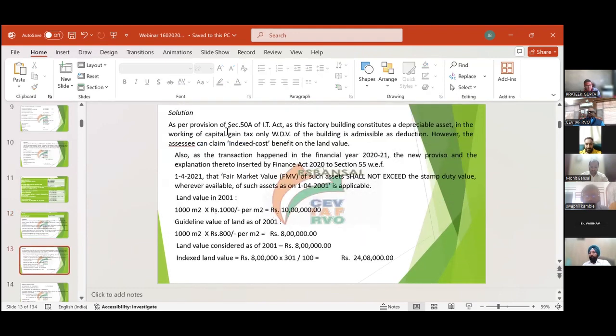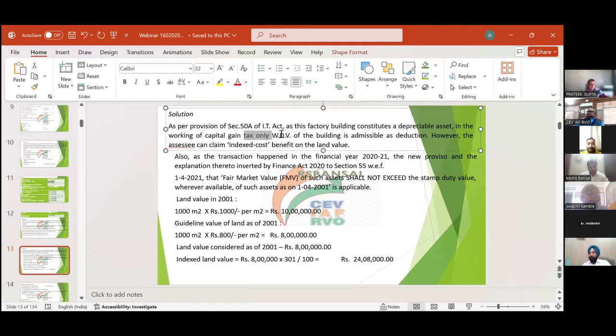So as per section 50A of the IT Act, this factory building constitutes a depreciable asset, and in the computation of capital gain tax only the written down value is admissible as a deduction. For the building part, you can take only the written down value, though the actual value may be much higher than that. Of course, for the land part, you can claim indexed benefit. This is as per section 50A of the Income Tax Act.